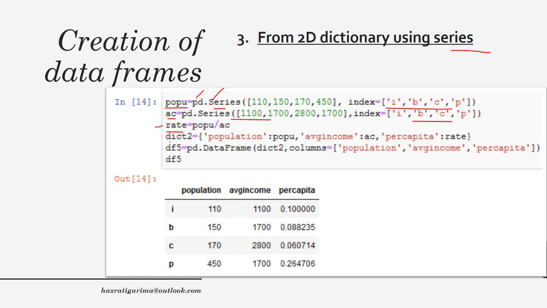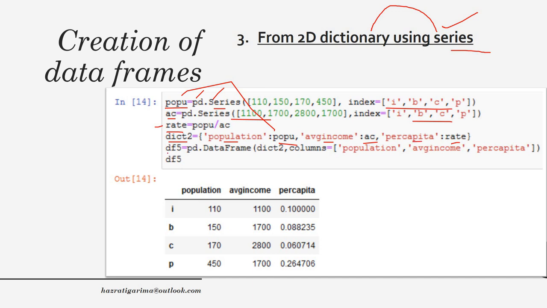After this I'm creating a dictionary. Till now I have created the series, right? I told you that I'm creating a data frame from a 2D dictionary using series. That means I'm passing series objects to the dictionary. Till now I have created 3 series objects. Now I'm creating DICT2 as my dictionary object, and I'm passing these series objects to my dictionary as values: POPU, AC, and the next one is rate. I'm giving the keys as population, which will become the column name, average income, and per capita.